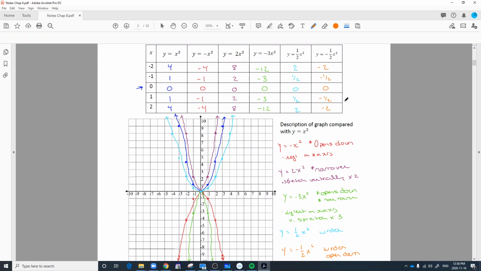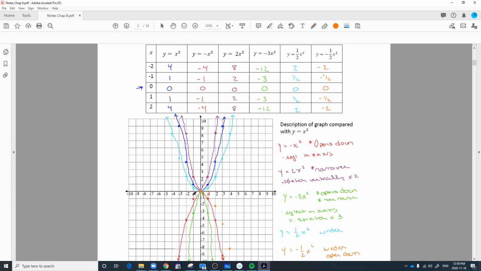So now I don't do these tables of values every single time I graph one of these. What I do is I start with my vertex at 0, 0. Normally I go over 1 and up 1. Because it's negative, I'm going to go down. And because it is multiplied by a half, I'm only going to go half as high. Normally I'd go over 2 and down 4. I'm only going to go down 2. Normally I'd go over 3 and down 9. I'm going to go down 4.5. Normally I'd go over 4 and down 16. I'm going to go down 8.